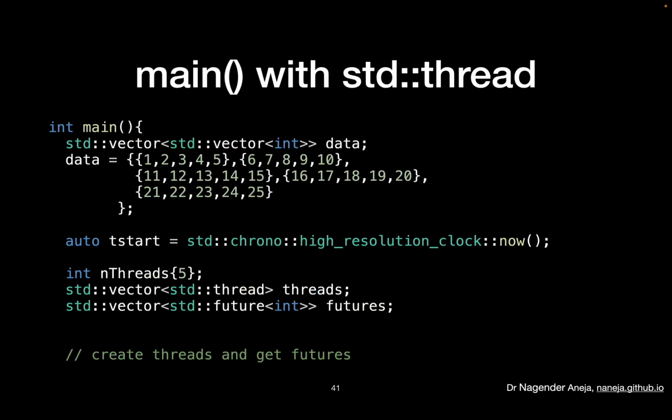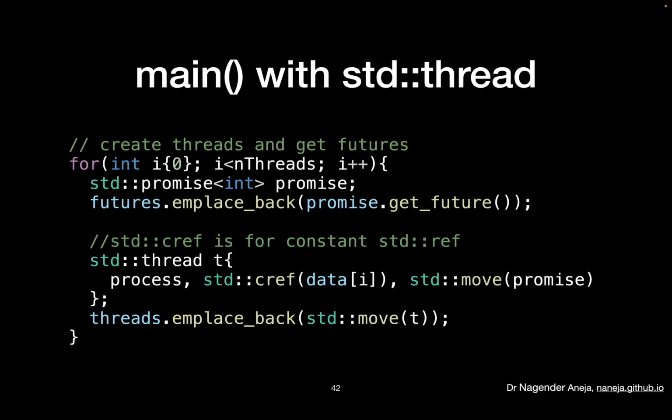Okay, so in the main, we have this data chunk of 5 data sets. We have chrono start, we created 5 threads, and we have the vector of futures, right? Okay, so now there is one improvement. You can have a vector of promises also, or every single time we can create a new promise, because you are not going to use that promise anyway. But the future we need to use, because we need to call get on the futures.